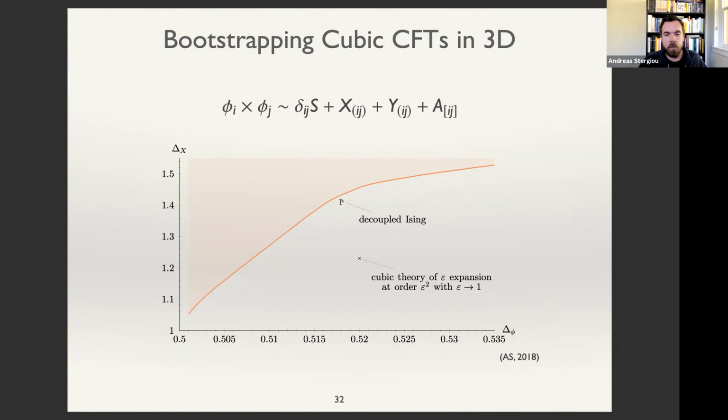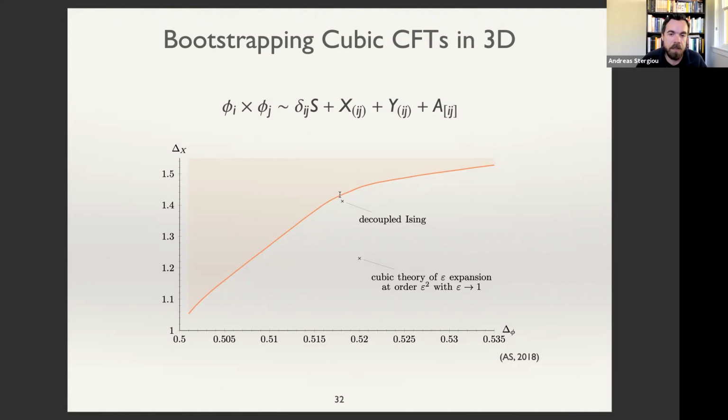And here I showed for you where known theories that should be allowed are. The decoupled is here. The cubic theory of epsilon expansion at order epsilon squared with epsilon sent to 1 is down here. And down here somewhere is also the O3 theory. I didn't put it in. In the O3 theory, the dimension of X is the same as the dimension of the scalar traceless symmetric, the 2-index traceless. So you notice that the decoupled is not what saturates this bound here.